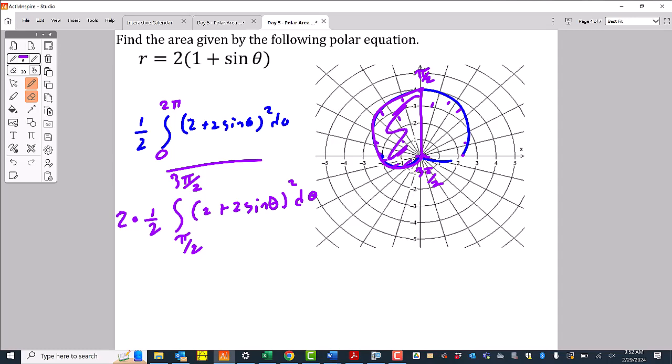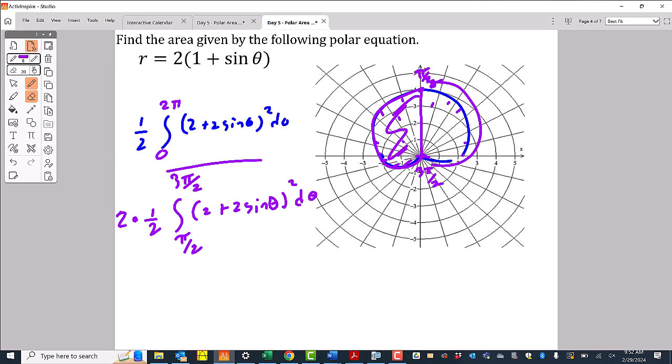You could use 2 pi to 4 pi. That would be another path around this cardioid, but that one wouldn't need to be doubled because it'd be the whole cardioid. Or you can use 3 pi over 2 to 5 pi over 2. That would be from here around to this part. And that would still be half of the cardioid. So it's all about understanding those bounds.